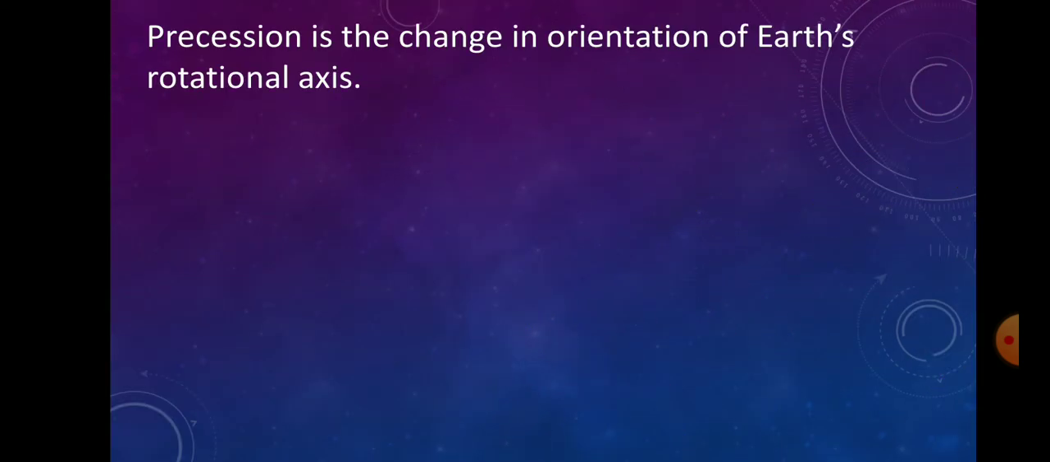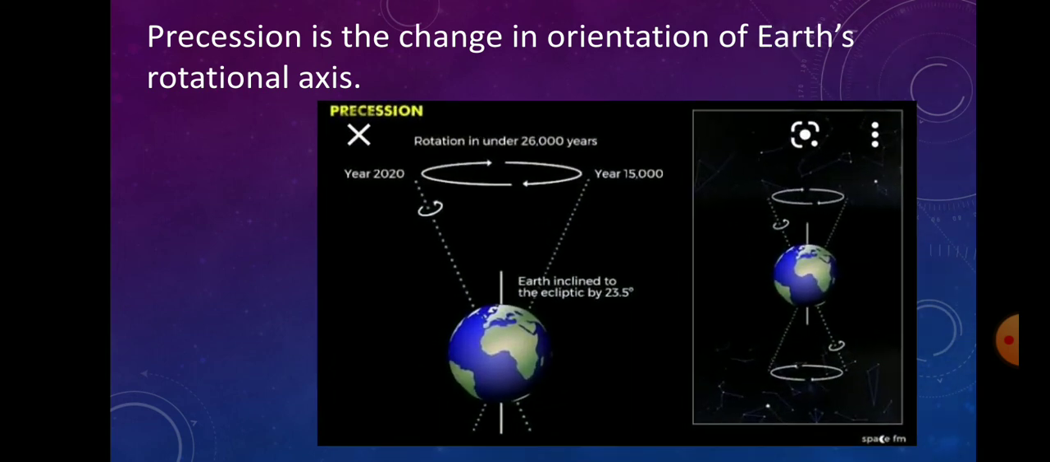The last one is precession, the change in orientation of Earth's rotational axis. Where is the feature of precession? The full movement around the Earth's axis changes every 26,000 years. Here the first two effects are amplified or limited depending on the eccentricity and obliquity.